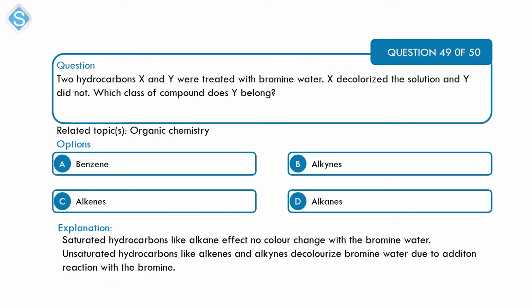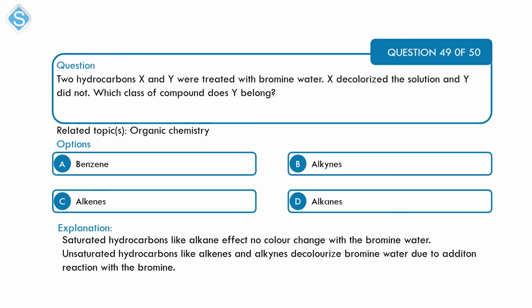Okay, so the brownish bromine water is used to test for the saturation of a hydrocarbon. Saturated hydrocarbons like the alkanes have no effect. They did not affect any color change in the bromine water. The bromine water itself is brownish.